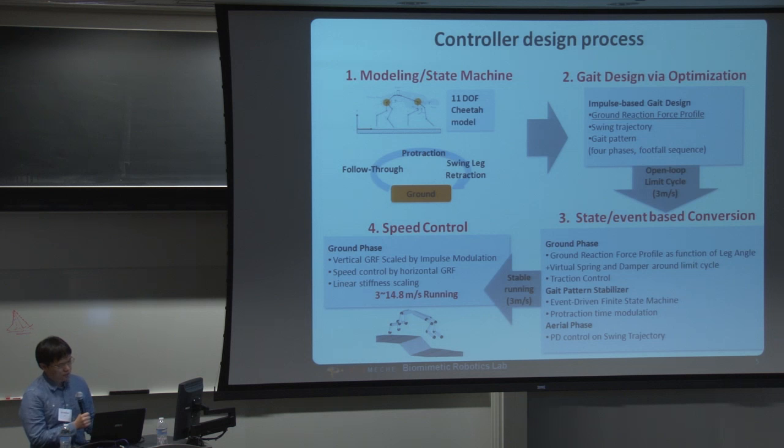And then we convert the open limit cycle to state and event-based feedback control. And then the ground reaction force profile becomes a function of the leg angle. And we add a virtual spring damper around the limit cycle in the direction of pitch and height. And we added a gait pattern stabilizer to stabilize the gait pattern. And aerial phase control is just simple PD control. And then we can change the speed by scaling the vertical ground reaction force by impulse modulation.